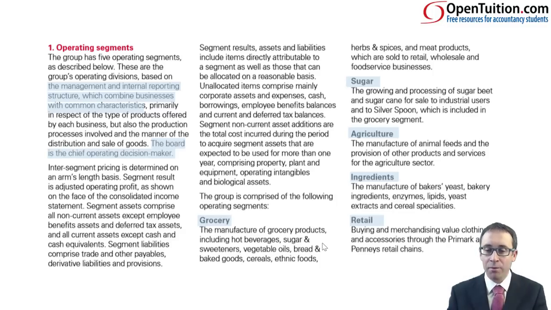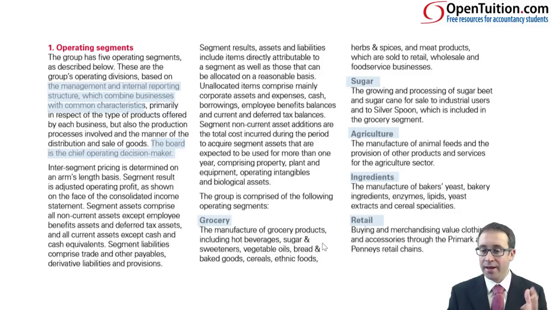Agriculture manufactures animal feeds and provides other products and services to the agriculture sector, whereas ingredients is the manufacture of yeast, enzymes, lipids, yeast extracts, and cereal specialities. Sounds quite funky, doesn't it? But that seems to be the ingredients, if you like, the raw materials in terms of the grain, the wheat, the barley that goes into making all your cereals, maybe to Kellogg's or whoever else it may be.